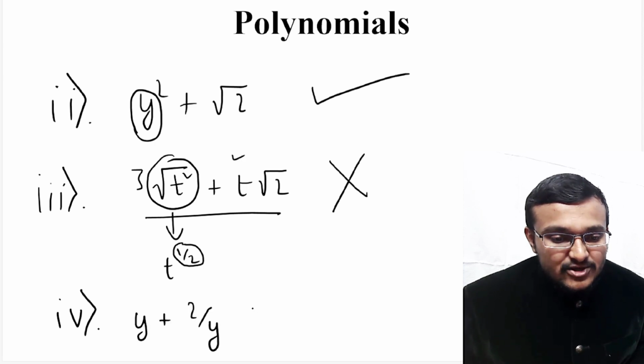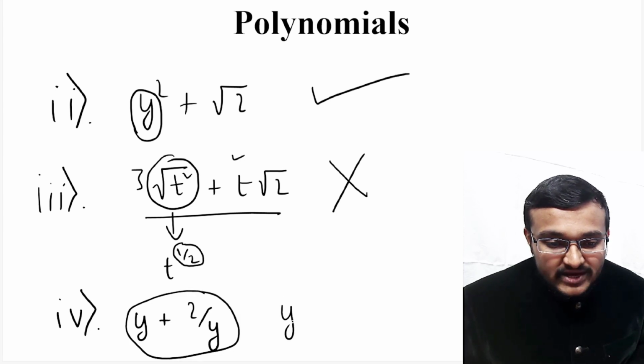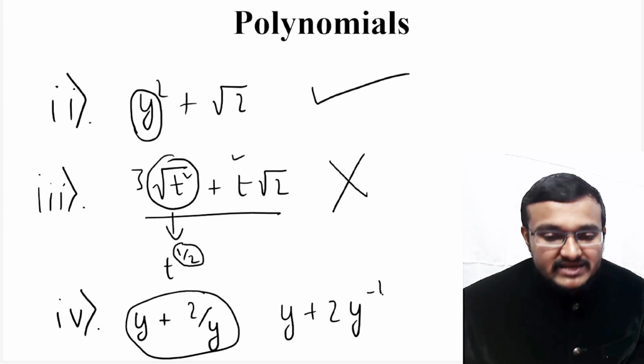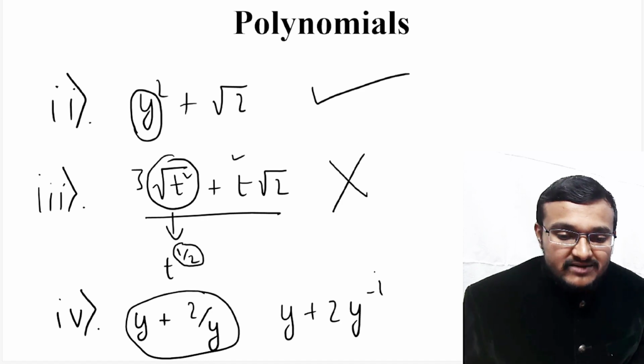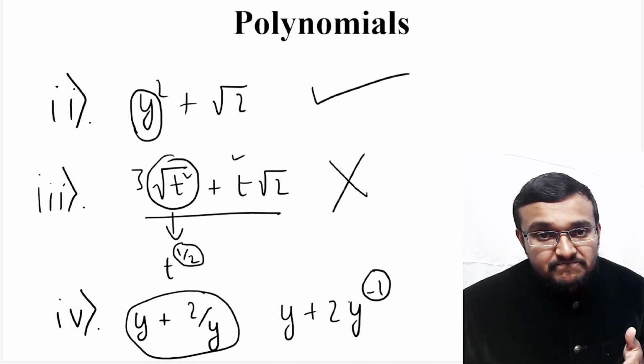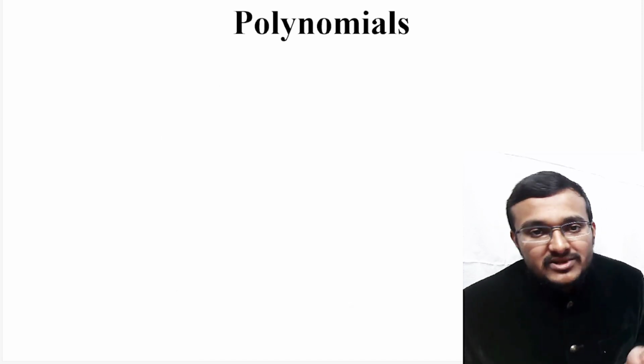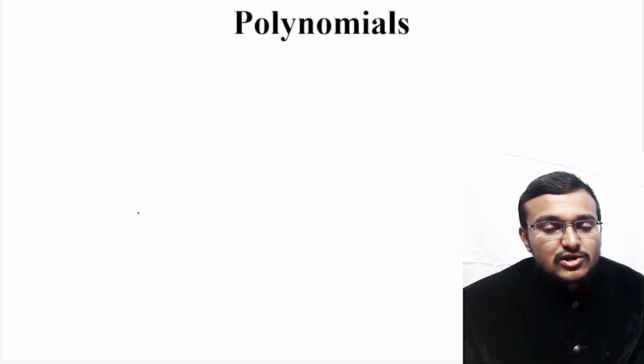Now coming to the fourth expression in this first question, here you have y plus 2 by y. Here also this particular expression you can write as y plus 2 y power minus 1. So that means here you are having a negative integer power for this particular variable y. So that's why this is also not a polynomial. If it is not a polynomial, then it cannot be a polynomial in one variable.